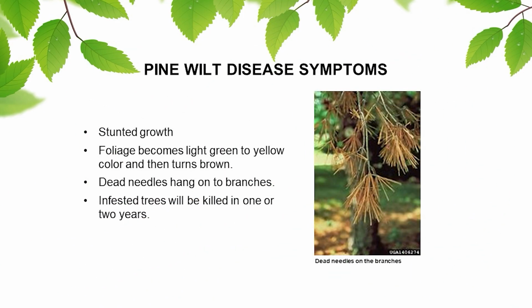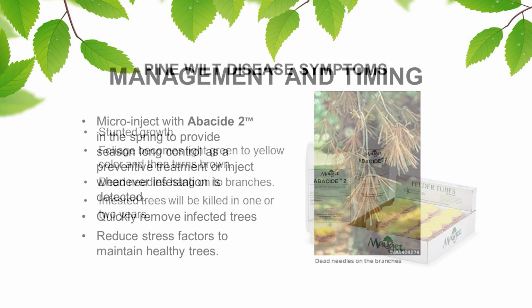Pine wilt nematode symptoms. Pine wilt nematode symptoms include stunted growth. The foliage of the affected tree becomes light green to yellow in color and then turns brown. Dead needles hang on to the branches. Infested trees will be killed in 1 or 2 years without an effective management program.